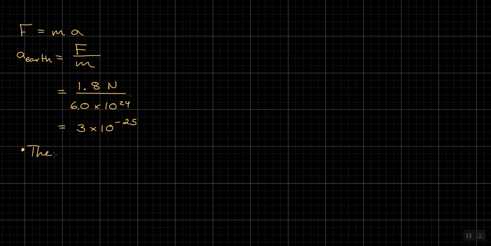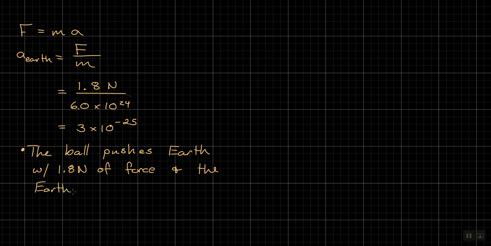So let's write our one statement, and this is where we're going to end today. The ball pushes Earth, with a capital E, because we're not looking at the gravitational impact, pushes Earth with 1.8 newtons of force, and the Earth, and there are 2 ways we could word this. I know how I would word it. We could say the Earth accelerates at 3 times 10 to the negative 25 meters per second squared. Alternatively, that's pretty close to what?